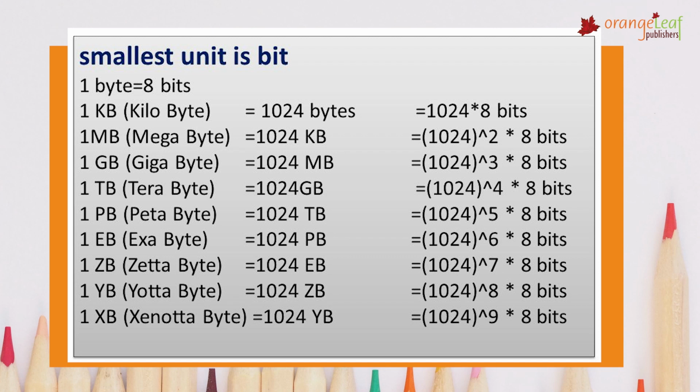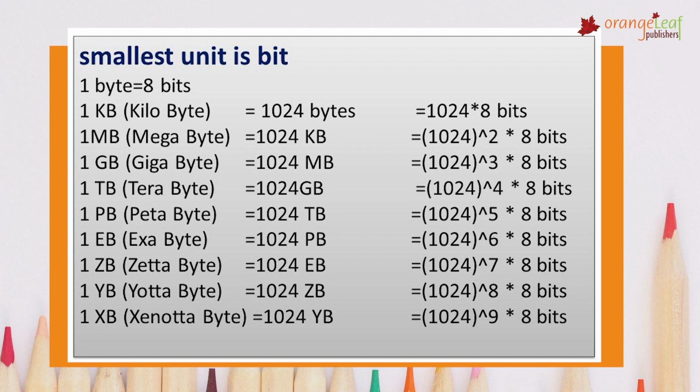1 byte is equal to 8 bits. So 1 kilobyte, that is 1 KB, is equal to 1024 bytes. And 1 megabyte, that is 1 MB, is equal to 1024 KB, kilobytes. And 1 gigabyte, that is 1 GB, is equal to 1024 MB, that is a megabyte. And 1 terabyte, that is 1 TB, is equal to 1024 GB, that is a gigabyte.